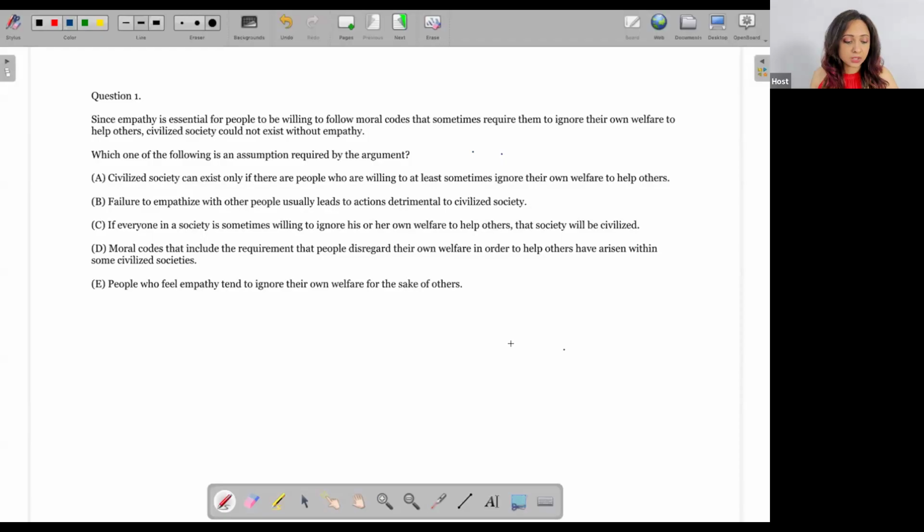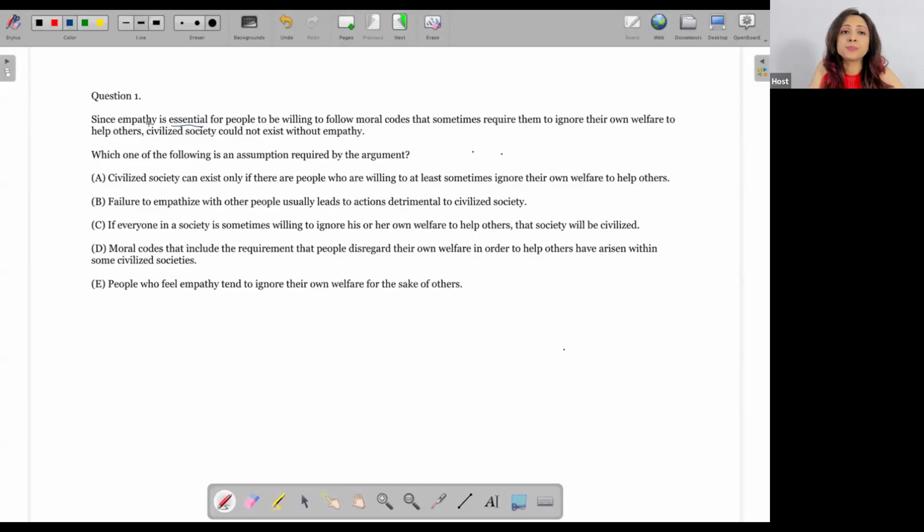All right, let's take a look at it. Since empathy is essential, okay, the moment I see this word essential, tell me what comes to your mind. A necessary condition, right? Must, required, essential. They all talk about necessary conditions.